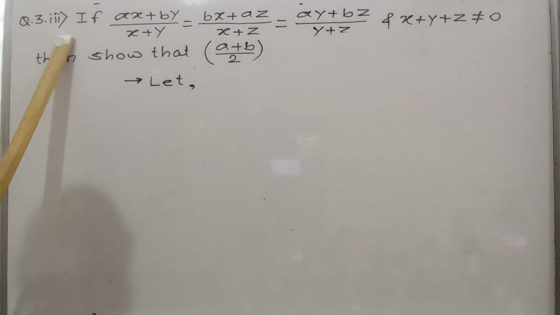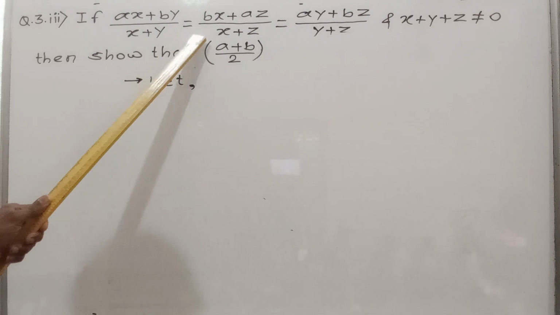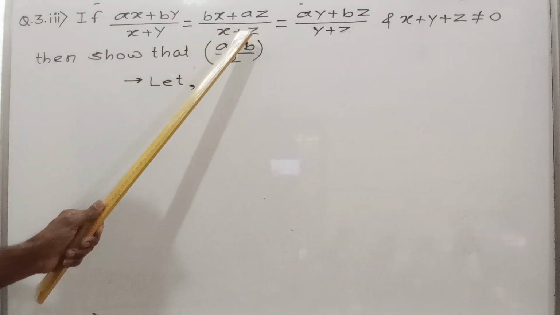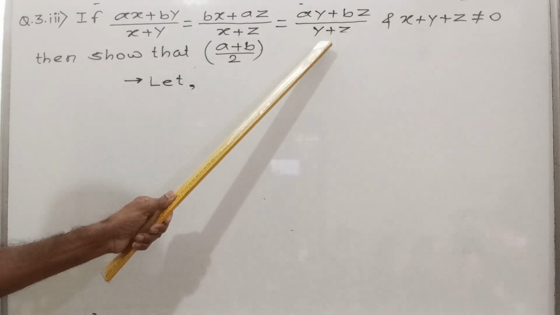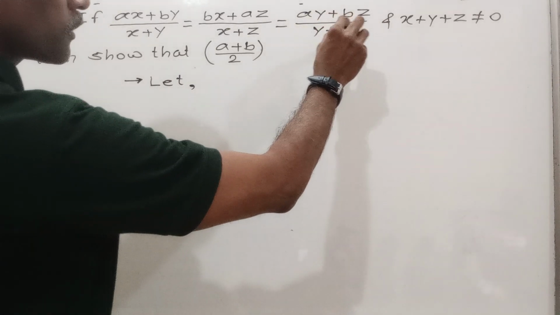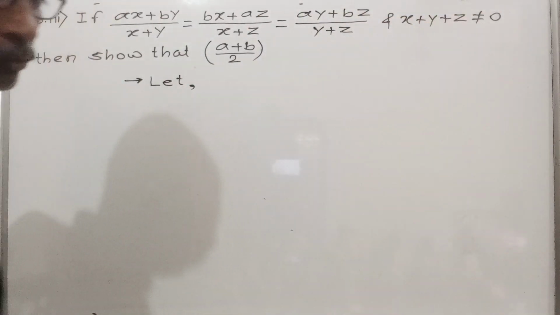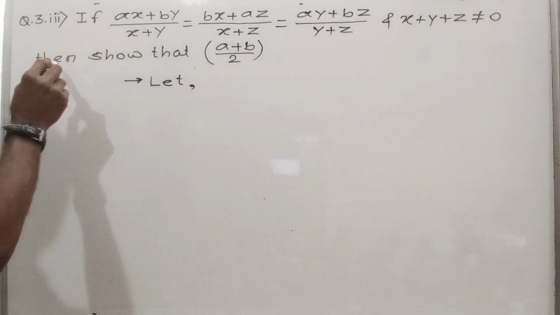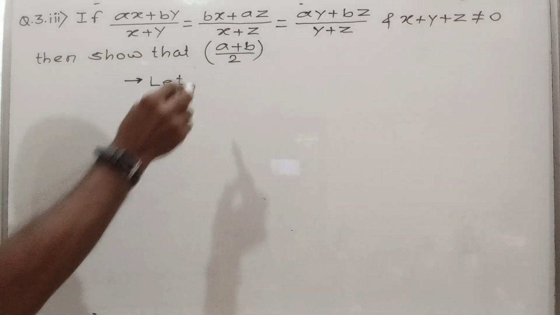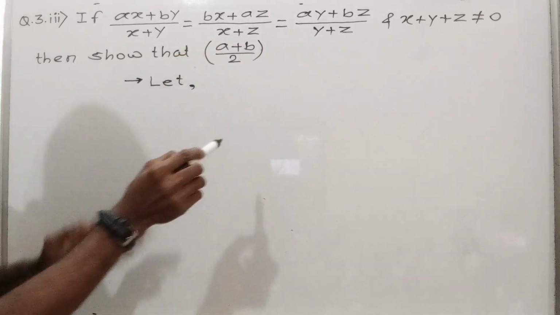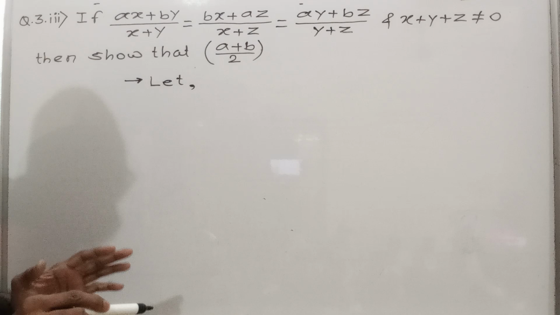Question number 3, example number 3. If (ax + by)/(x + y) = (bx + az)/(x + z) = (ay + bz)/(y + z), and x + y + z is not equal to 0, then show that each ratio equals (a + b)/2. This is our to-prove.